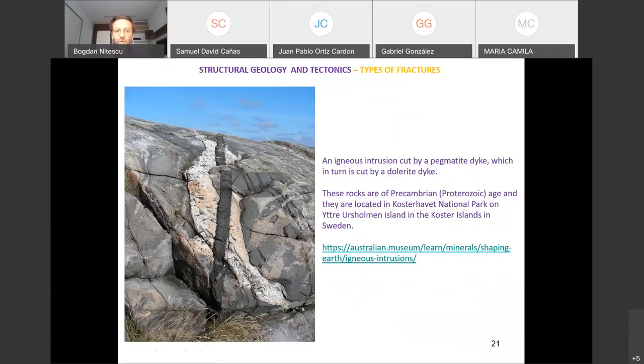This is an image from Sweden, in the Baltic Shield, so it's old terrain, Precambrian in age, from the Proterozoic. What you see here is a big outcrop of an igneous intrusion. I don't know exactly what igneous intrusion it is, but it's kind of a mafic intrusion. Now, here are two geological observations that you can make. One is that you have this white material, and then this dark material here.